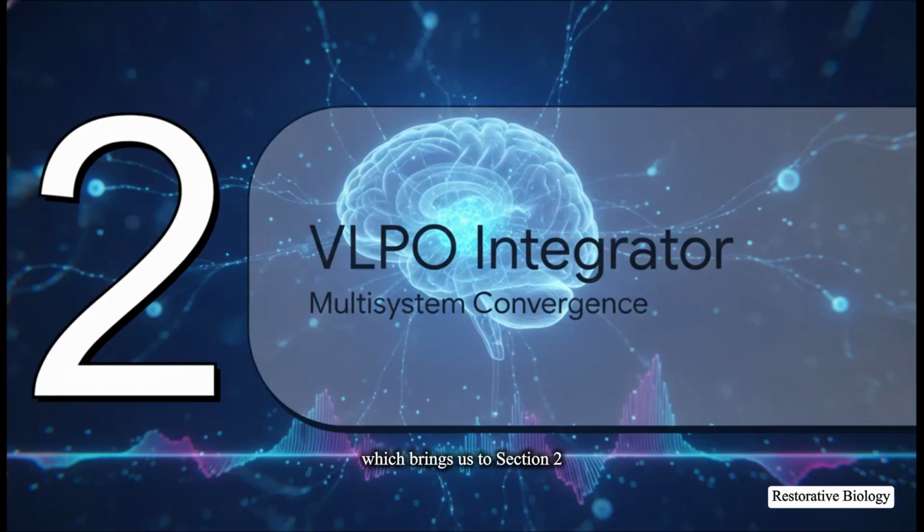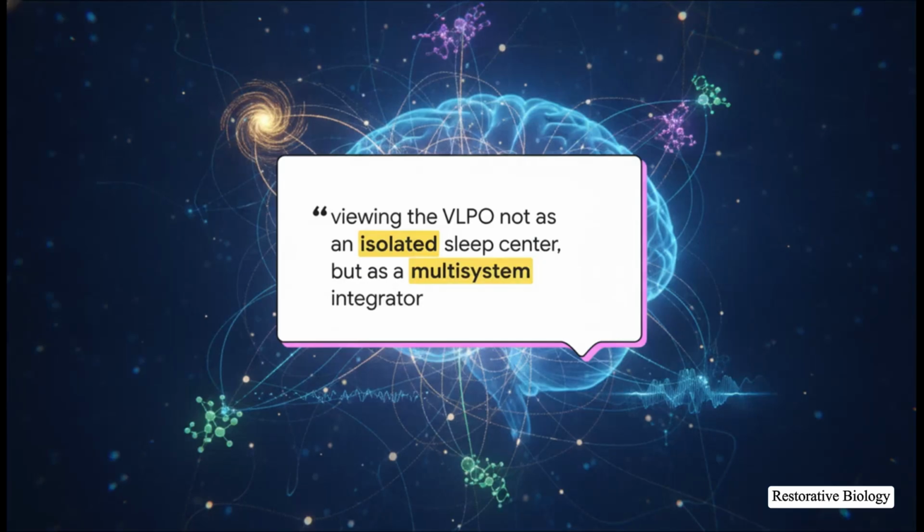Which brings us to Section 2, the VLPO multi-system integrator. Okay, so where exactly does this active suppression of wakefulness actually come from? Well, for decades, scientists looked at the ventrolateral preoptic nucleus, or VLPO, which is buried deep in the anterior hypothalamus. And they just thought of it as the brain's sleep center, like a simple on and off switch. But that view is fundamentally outdated now.